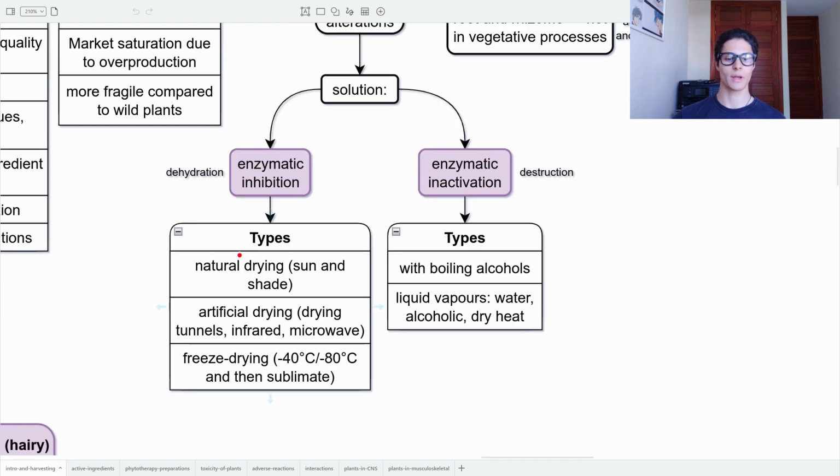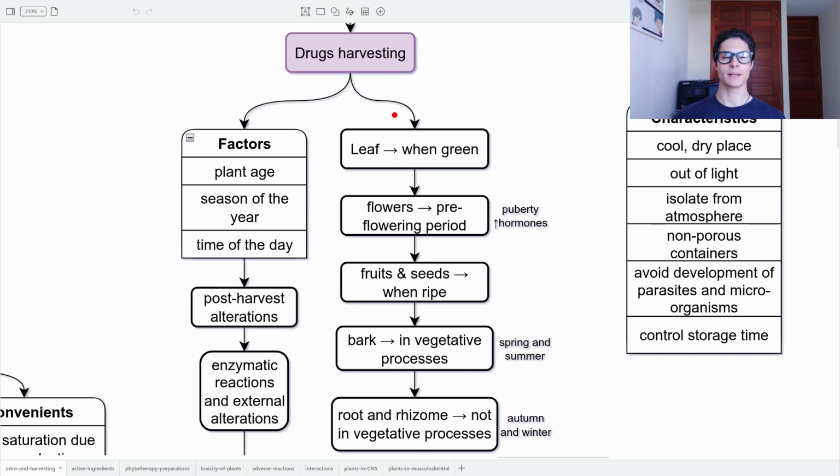Inhibition types, we have natural drying, such as sun and shade, artificial drying using drying tunnels, infrared or microwave, or even freeze drying at -40, -80 degrees Celsius, and then sublimate. On the other hand, to destroy those enzymes, we can use boiling alcohols or liquid vapors, such as water, alcoholic, or dry heat.